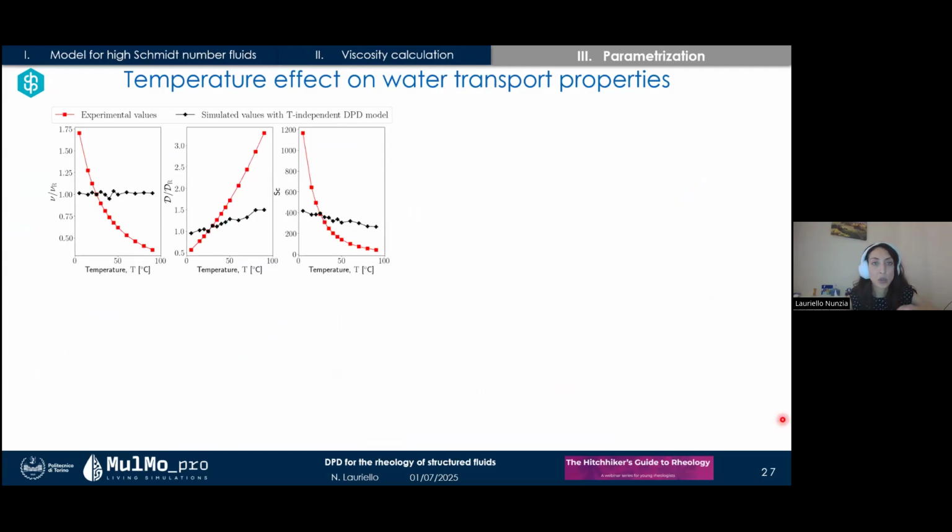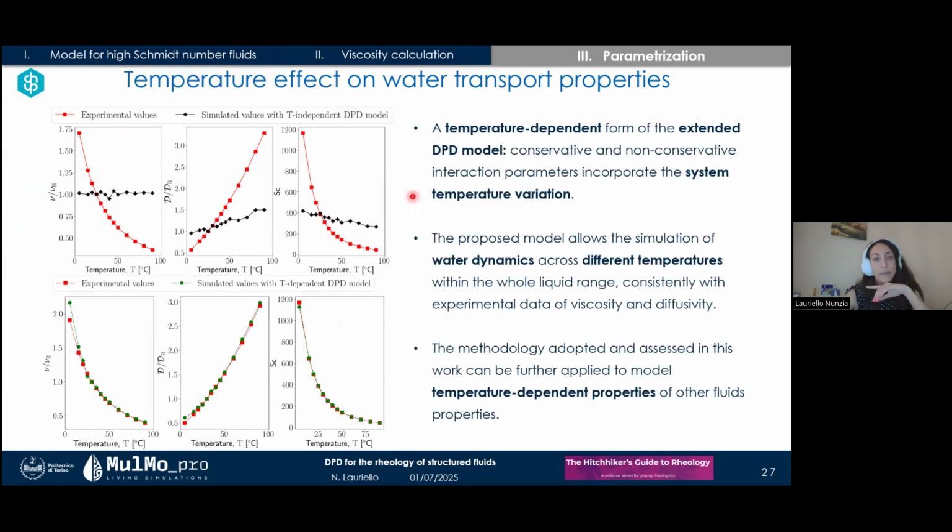I will just show here the discrepancy that we obtain for viscosity, diffusivity, and Schmidt number between experimental values and simulated values without the modification of the model and the work that we did, and the match that we can obtain in the case of the temperature-dependent extended DPD model.